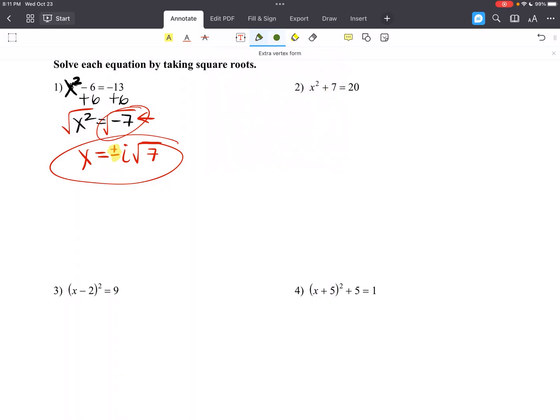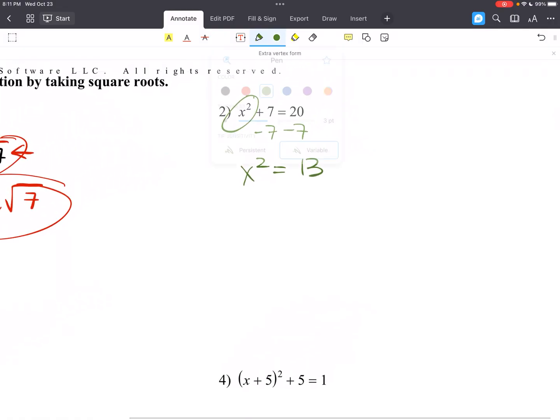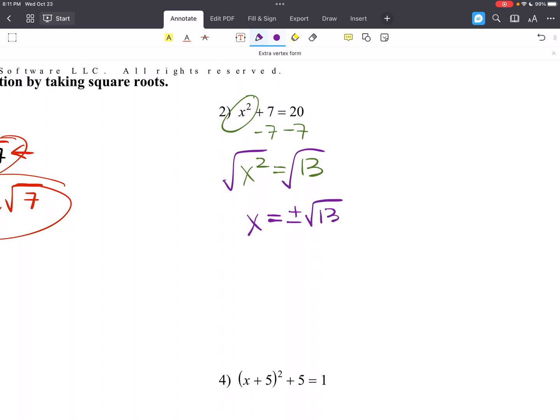Okay, the next one. We need to get this by itself, so we subtract 7 from both sides. So x squared is equal to 13. Now we take the square root of both sides. x is equal to, no factor tree on 13 and no negative, so it's just plus or minus the square root of 13.